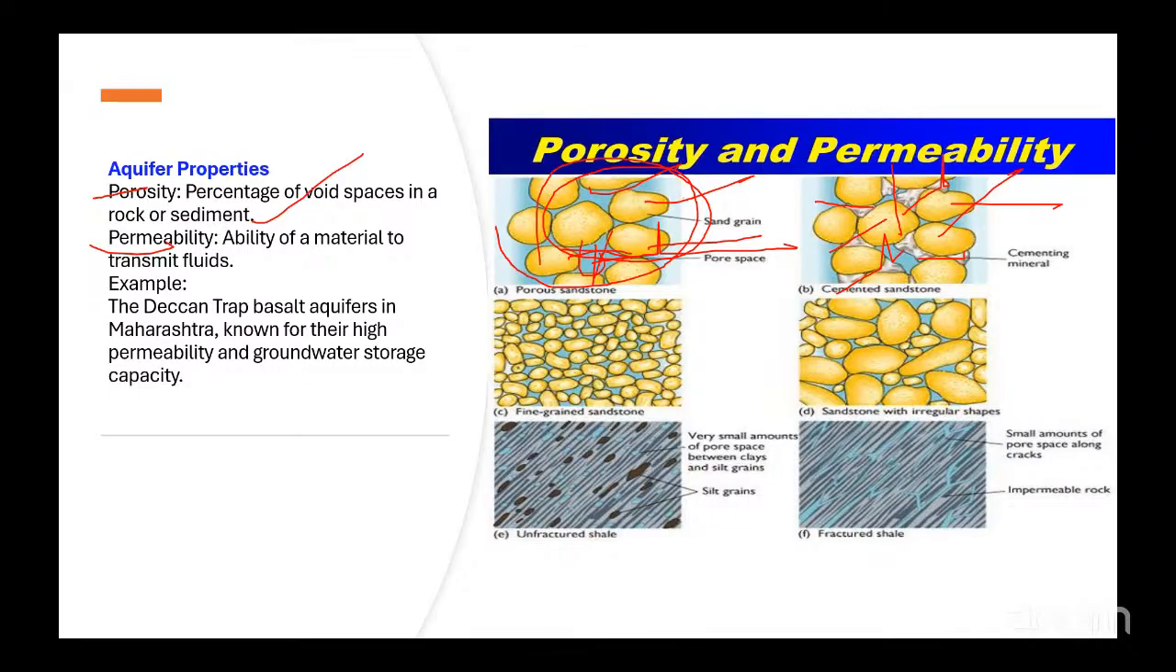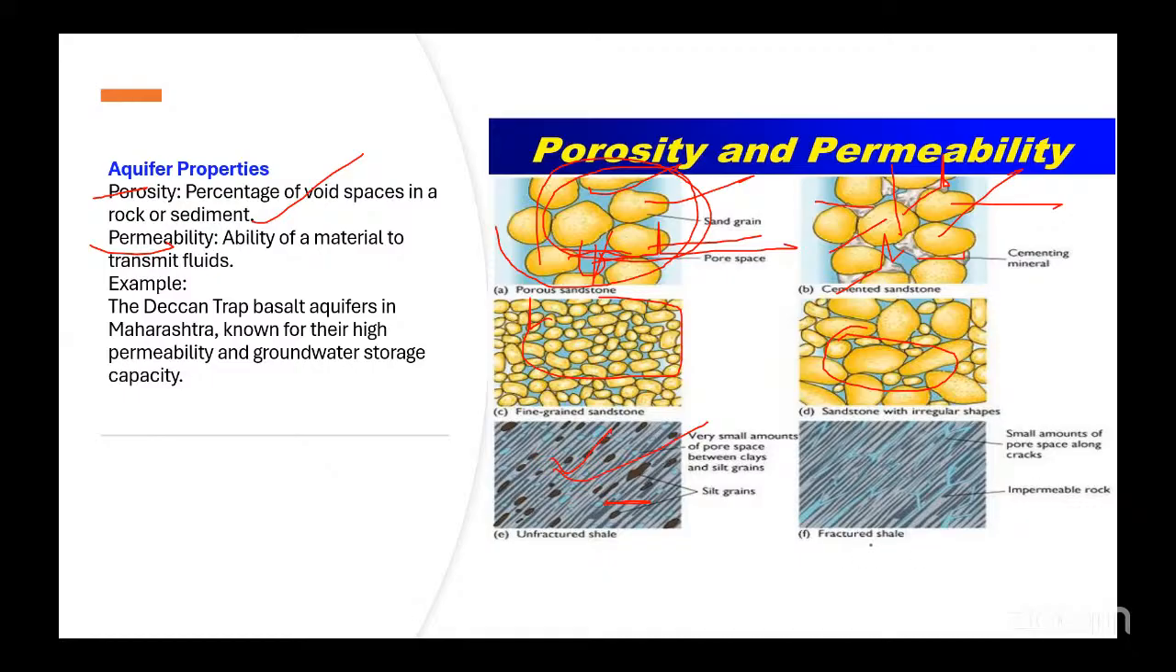Next, here you can see pore spaces are filled with water, and here pore spaces are filled with water. Unfractured shale may have very small amounts of pore spaces between clay grains and silt grains, so it may have a lesser amount of groundwater availability.